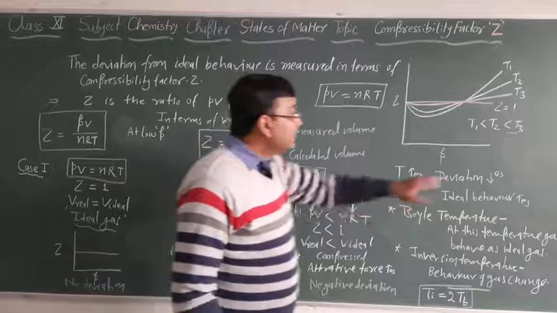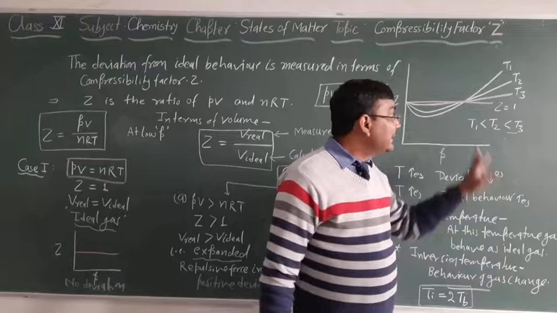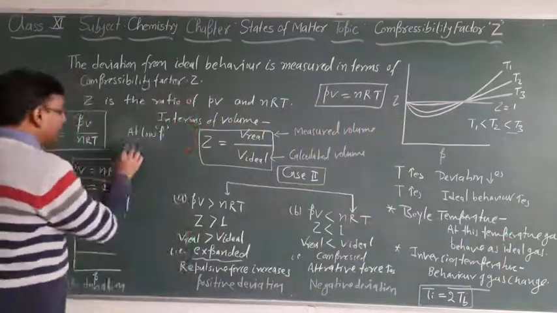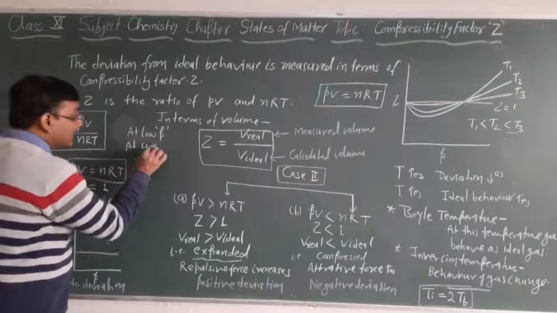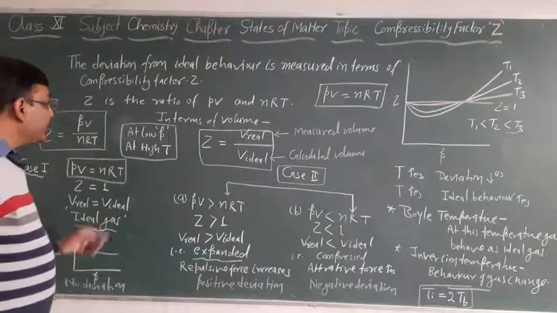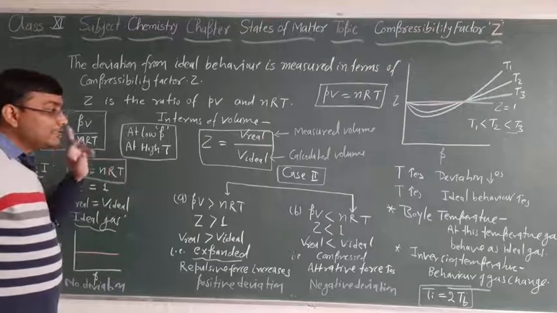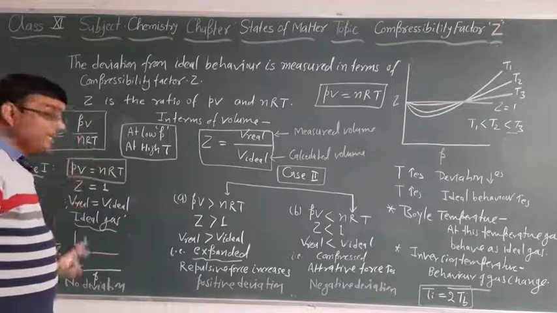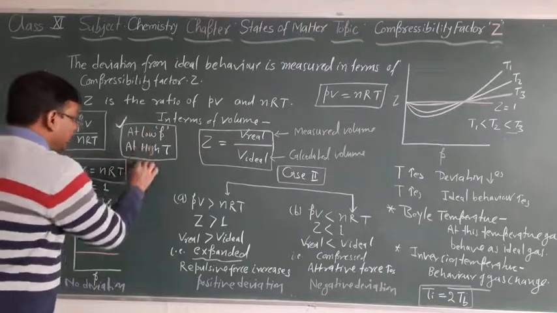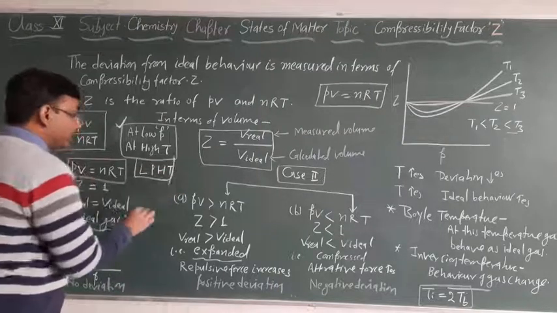Here you observe T3 is greater, so from this graph we observe that when temperature is high, the gas's ideal character increases. So we can write that at high temperature the gas shows ideal behavior. Now we have concluded that at low pressure and high temperature the gas behavior is ideal. So this is a very important point. LPHT: low pressure, high temperature, ideal behavior.